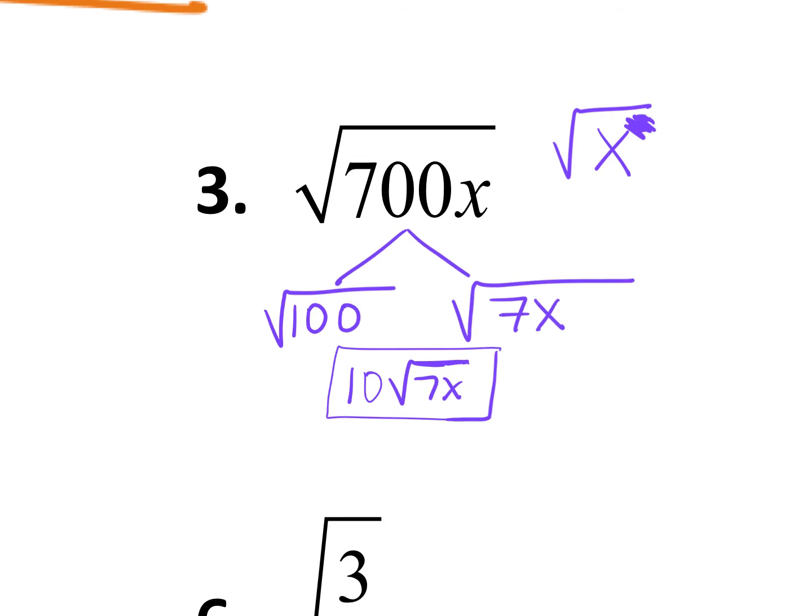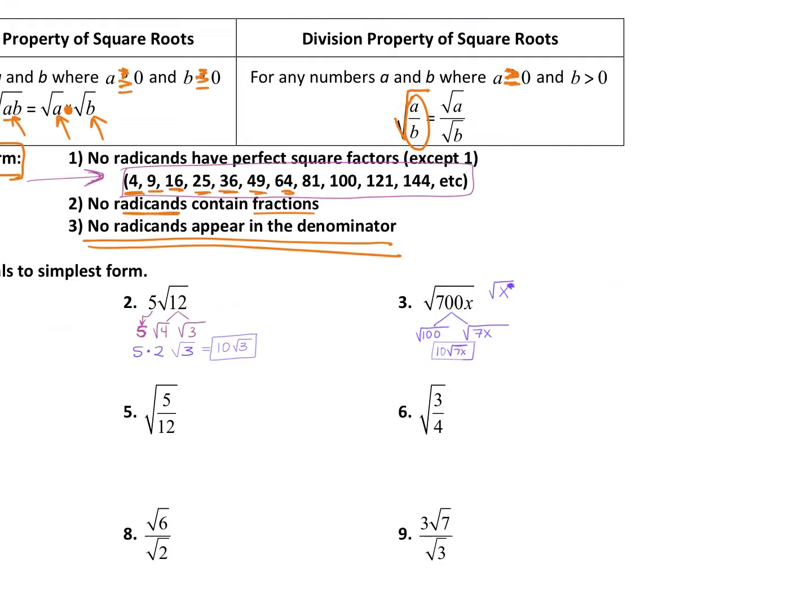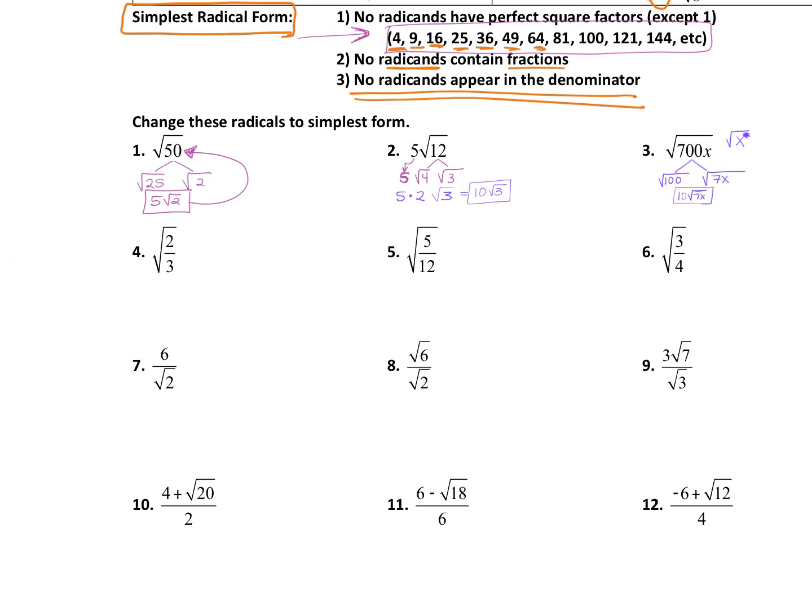Okay, so you're always looking for perfect squares. If you can take a perfect square, take the perfect square. If you can't, leave it as that 7x under the radical. Okay? Questions on those? Yeah, John.